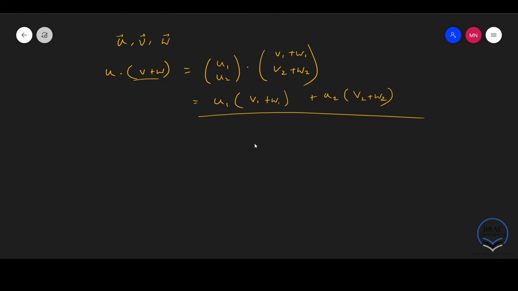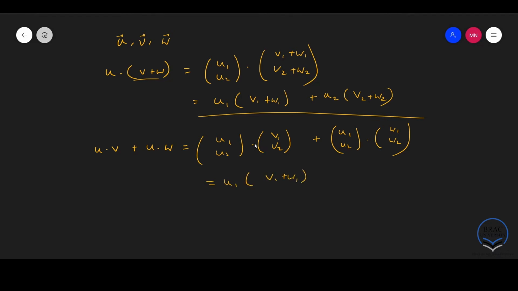And if I were to find u dot v plus u dot w, then this is (u1, u2) dot (v1, v2) plus (u1, u2) again dot (w1, w2). And this will also give me u1(v1 plus w1) plus u2(v2 plus w2), right? So as you can see, this and this, they're equal.